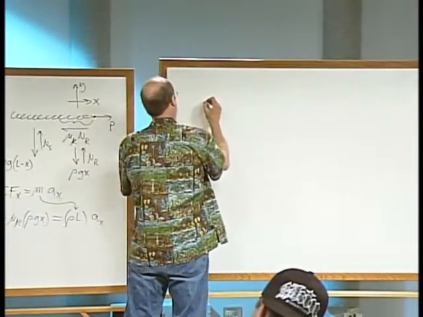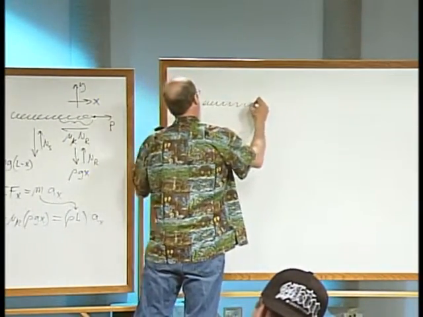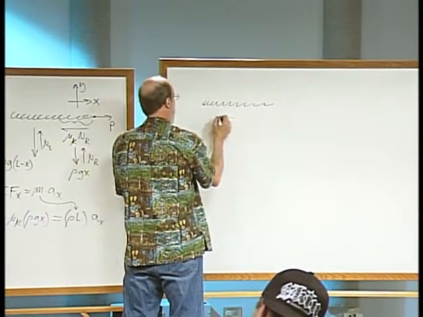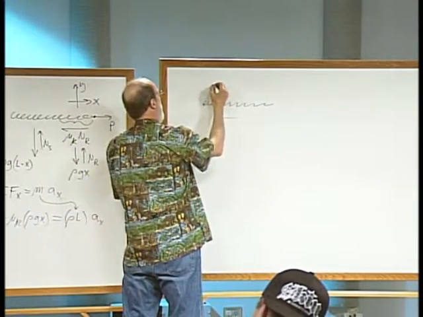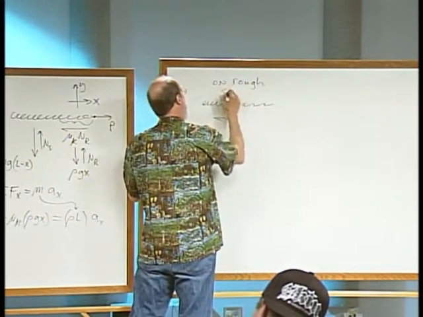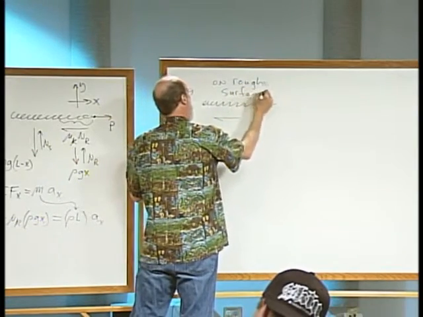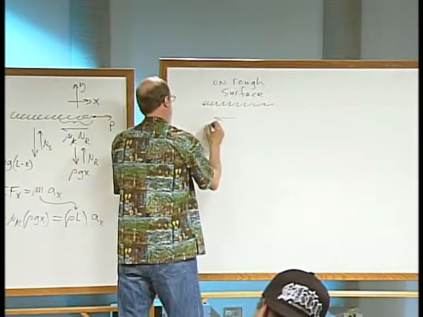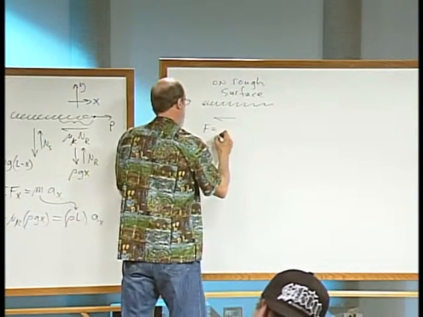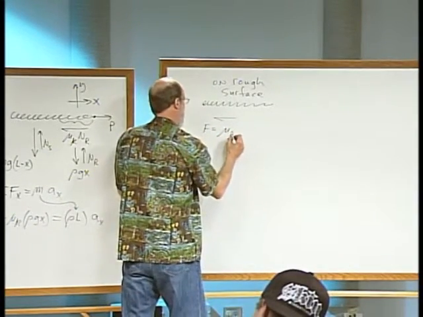So let's first of all take a look at it. If we put the whole thing, let's say we get the whole thing over here on the rough surface, then we're going to have our friction force. If the entire thing is on the rough surface, then this friction force is going to be equal to our mu k times our normal.